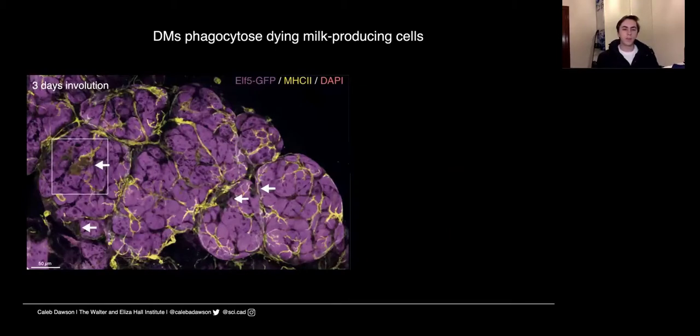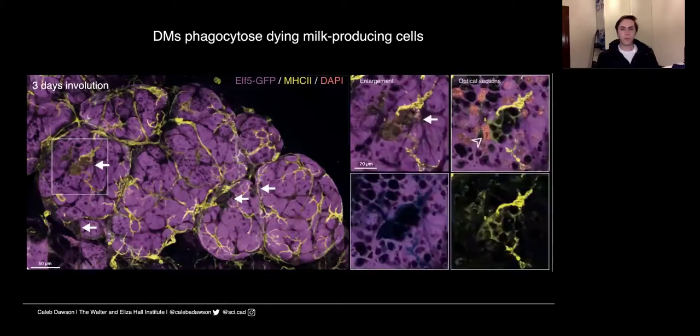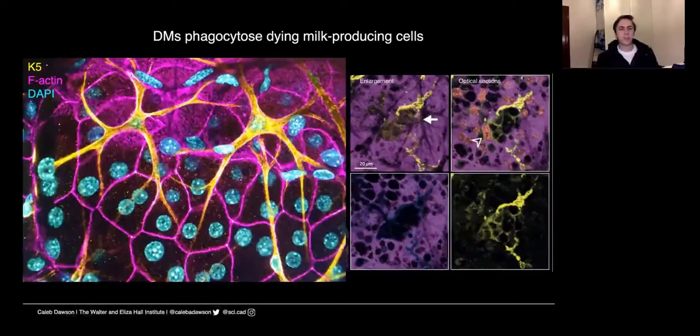And here the milk-producing cells express the GFP in purple. Looking closer, you can see that these milk-producing cells, which have a slightly dimmer GFP because they're dying, are being engulfed by the ductal macrophages with the MHC2 signal here. And really interestingly, the milk-producing cells are binucleated, so they have these two really distinct nuclei per cell. And within the ductal macrophages, you can see these two nuclei and see that these milk-producing cells are being phagocytosed.